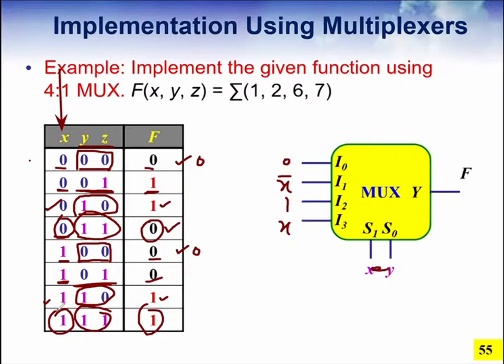And now what are my inputs? Y and Z, sorry, selection lines. The selection lines are Y and Z, and X is the input. Clear? Yes. So Z is easier in this case.